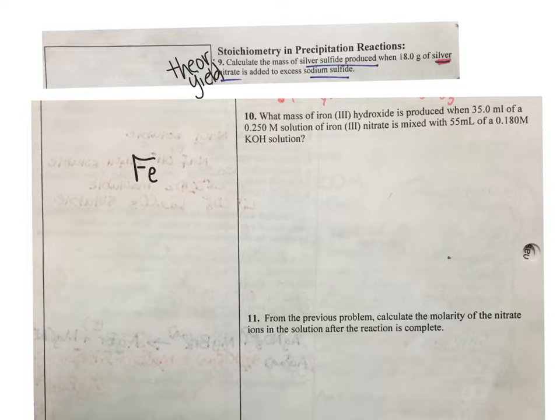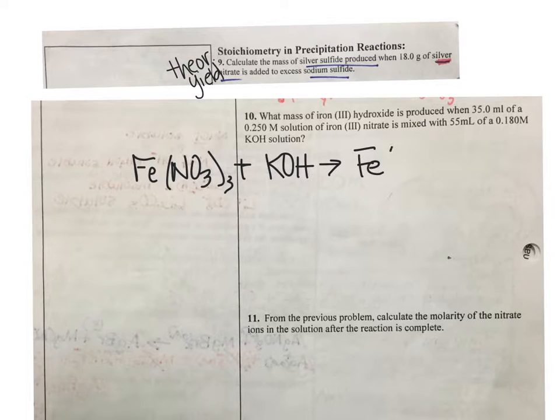All right, so Fe(NO3)3 plus potassium hydroxide yields... I'm sorry, I'm taking the thinking work out of it for y'all. Okay, and then you would have to do what next? Balance it. There you go.